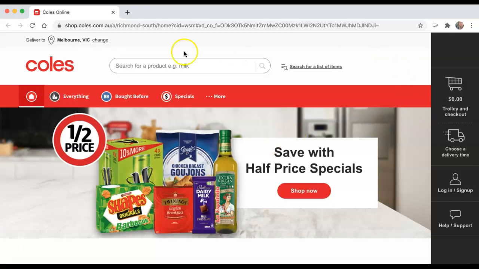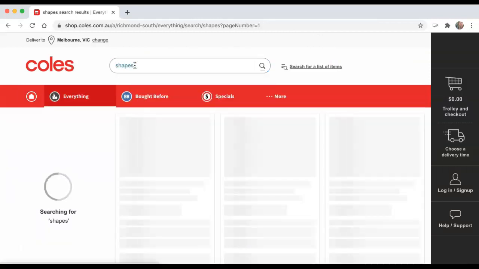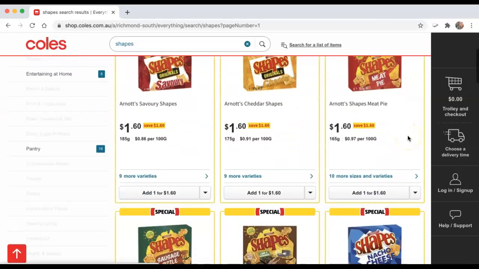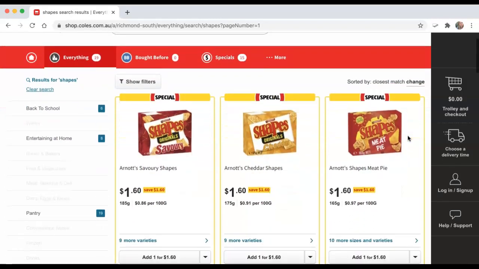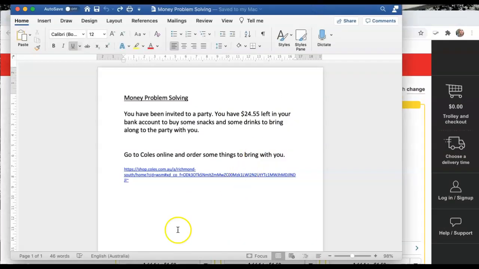All right, so I'm going to go to this party and I am going to bring some barbecue shapes with me. So I'm going to type in shapes, and here we go. I can find that the barbecue shapes are $1.60, actually on special, which is great for us. So then I go back to my Word document and I type in that the first thing I'm going to get is some barbecue shapes, and that is $1.60.